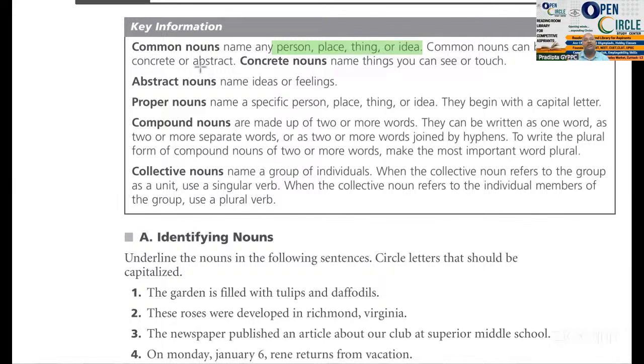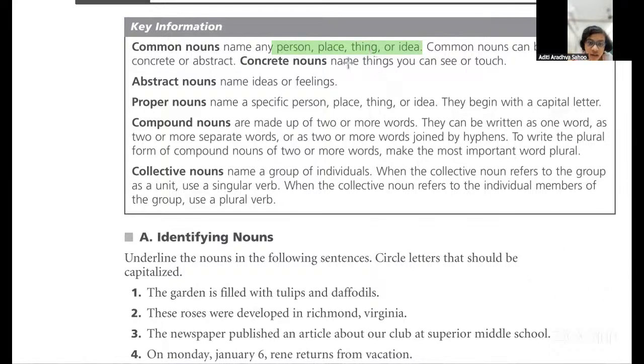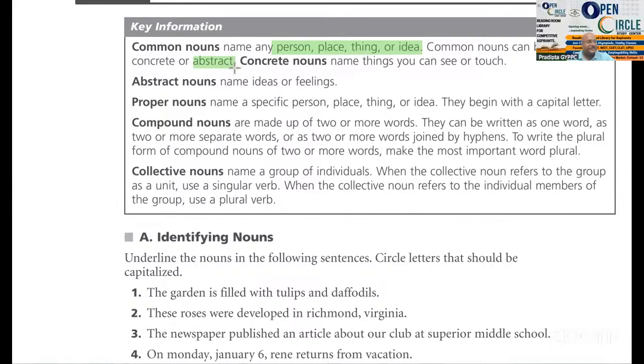Anyway, common nouns can be concrete or abstract nouns. Aditya Aradhya, what is an abstract noun? Abstract nouns are the part of nouns which describe ideas or feelings of a person or anything. Probably you meant to say abstract nouns are those nouns which talk about an idea, a feeling, or an emotion, or anything which is non-concrete. Non-concrete means which we cannot see, touch, and feel.